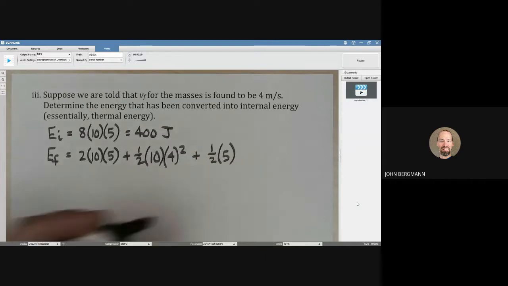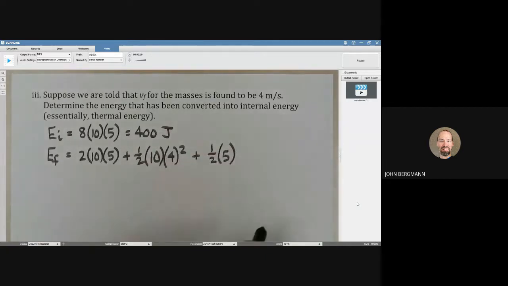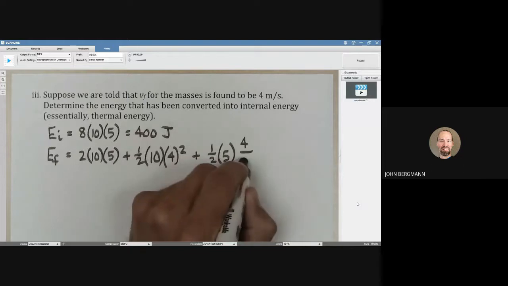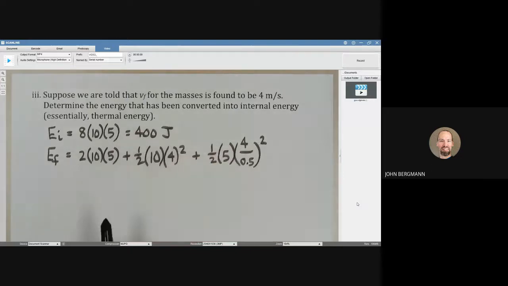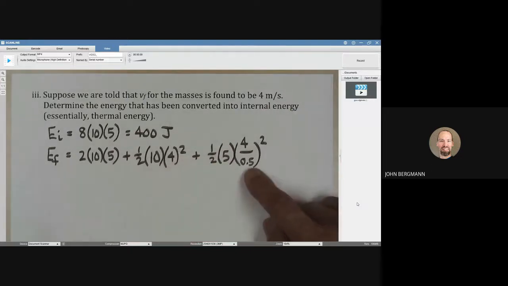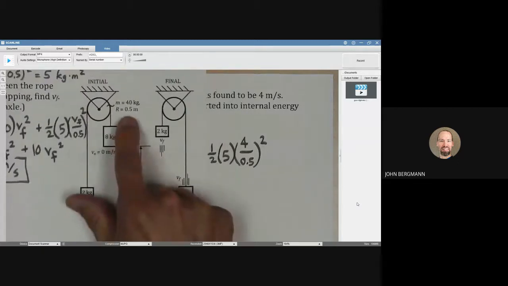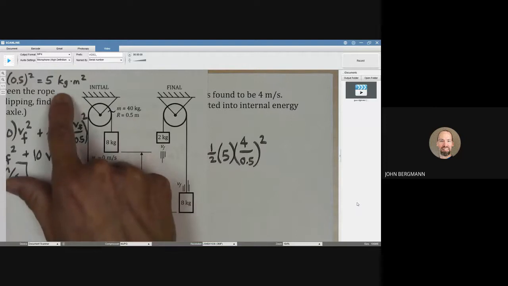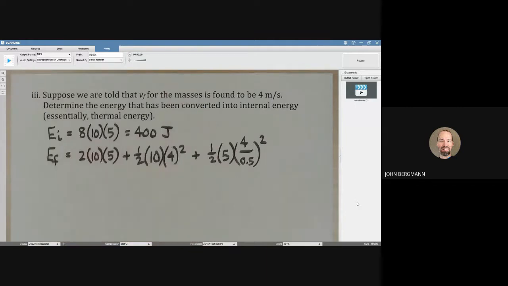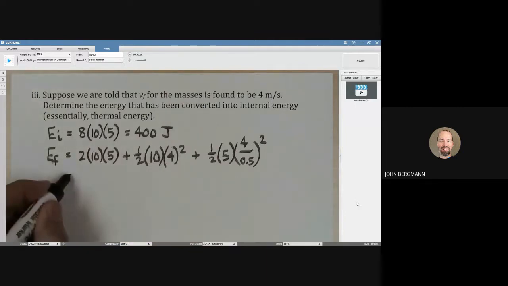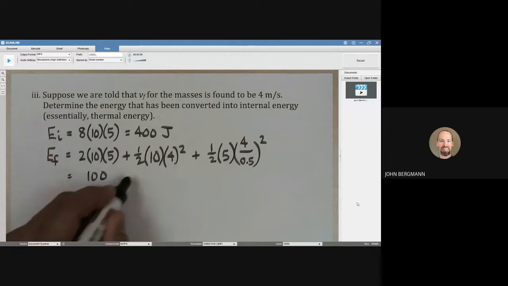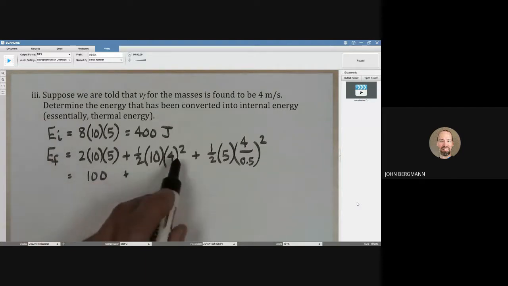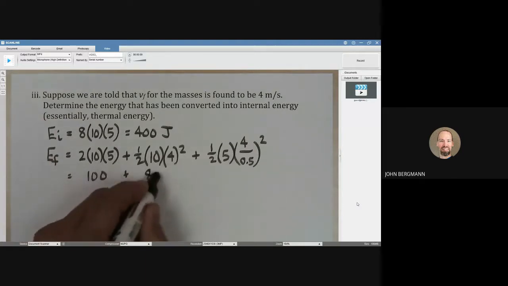And omega is v divided by r. The v is given as 4, and the radius, let me go back for a second, right there, was given as 1/2 meter, and there in the upper left is the moment of inertia being 5 that we calculated. So what does this come out to? This is going to give us 100. That's going to be 16. That's going to be 80 joules.